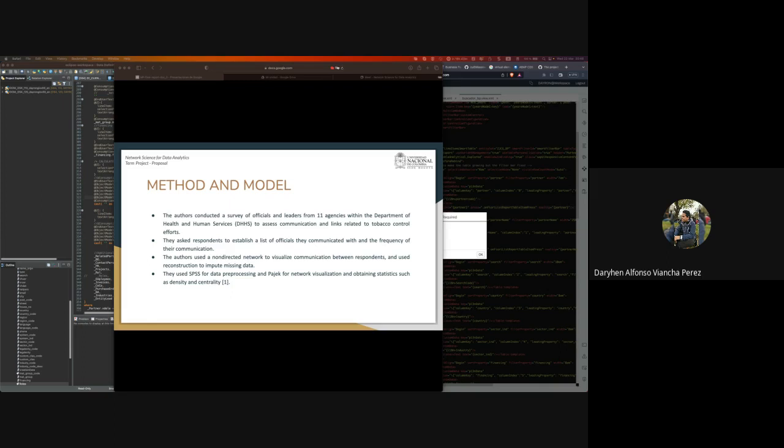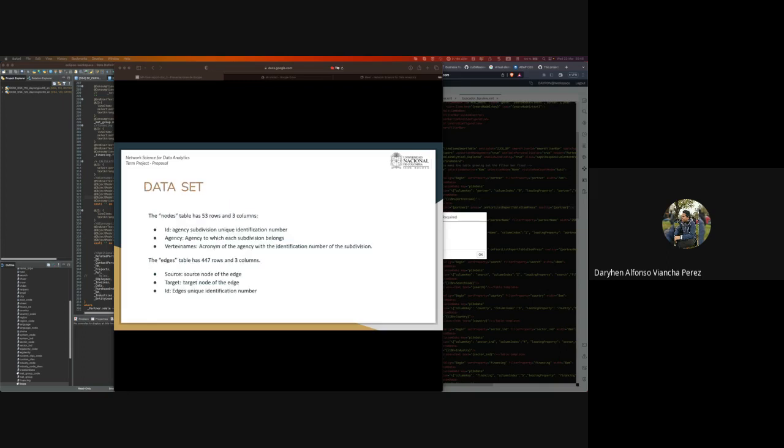The data set was a table with 53 rows and 3 columns. Agency ID is the agency's subdivision identification number. The agency name is the full name of the agency, and the acronym is the short name of the agency. The edges table has 4,044 rows and 3 columns.